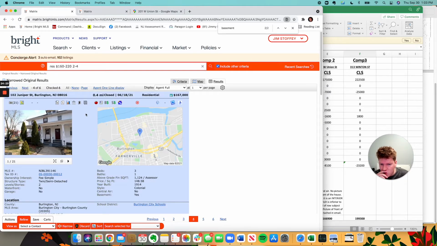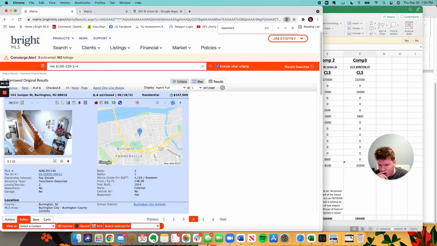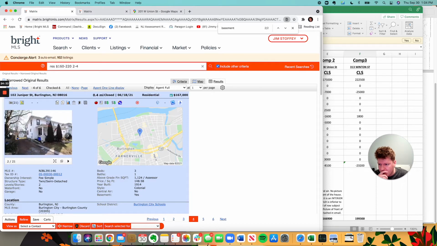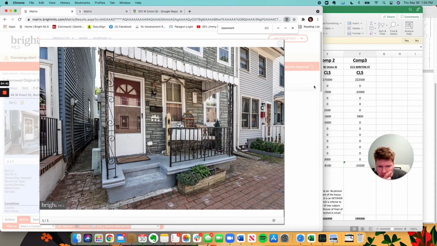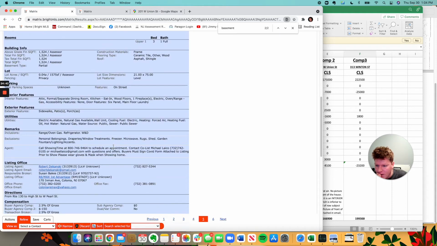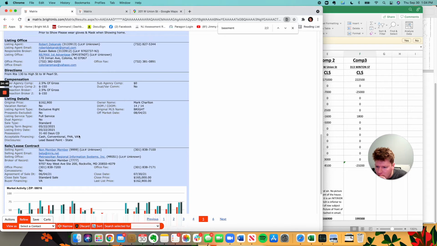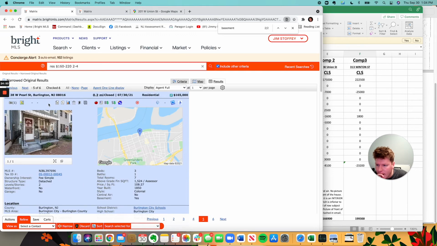All right, this is a twin. We didn't want to use the twins. I was told by the lender not to use twins if I can help it, because the appraiser really didn't. So this sold for 165. Oh man, this is dated. I wonder if we have pictures of this. Crap, I hate when there's not pictures.